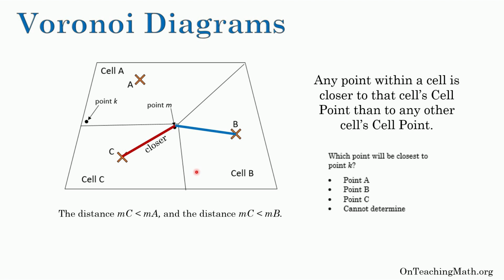So take a guess at this one and write your answer in the comment section. Point K, is it closer to A or C or B, or can you not tell? So point K, what is it closer to? All right, let's talk about it. Because point K is in cell A, K is closer to A than it is to C, and it's also closer to A than it is to B. The reason, again, is that point K resides in cell A. So it's closer to point A than it is to the cell points of its neighboring cells. That's half of what you got to know right there.